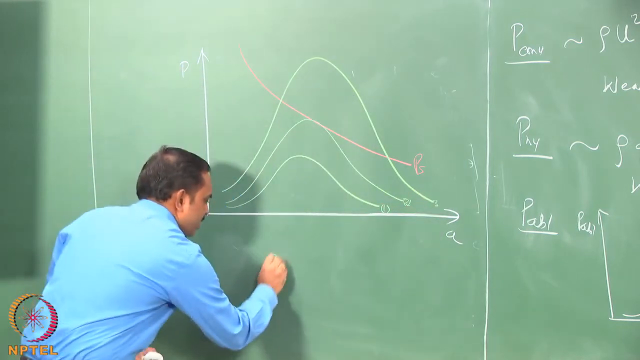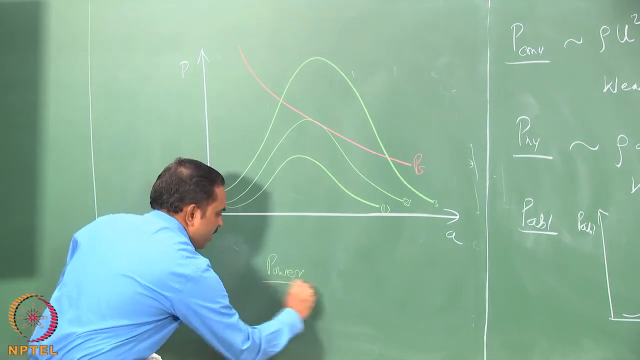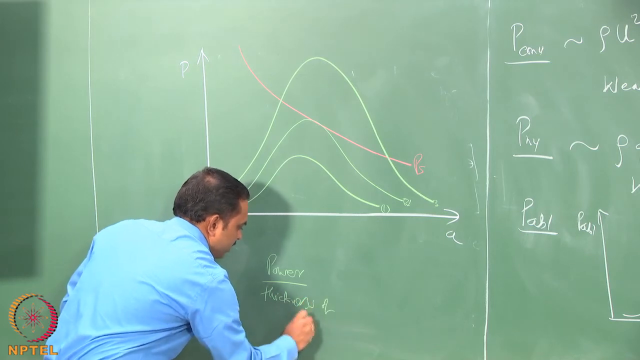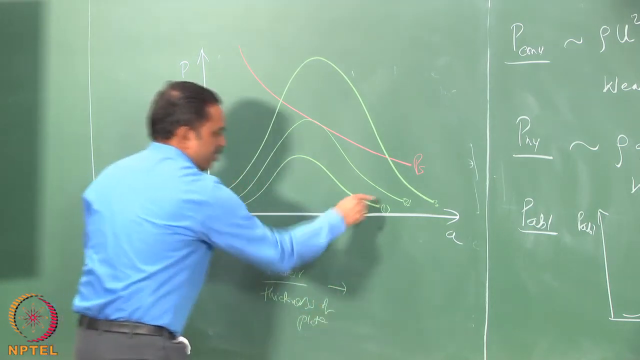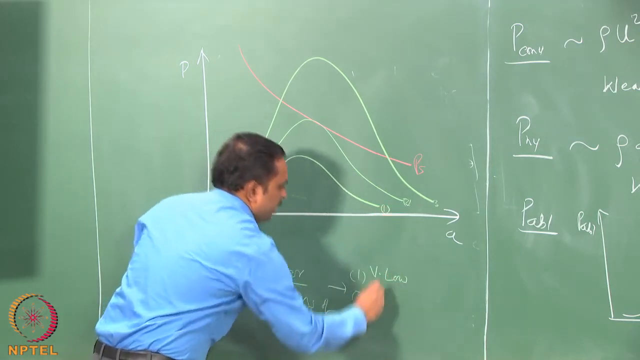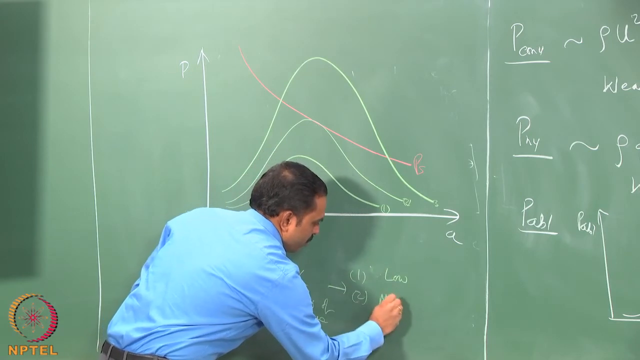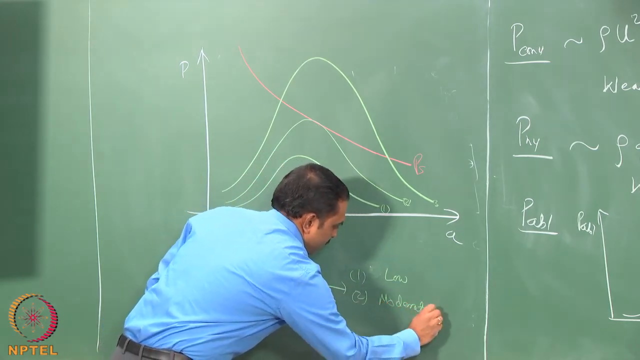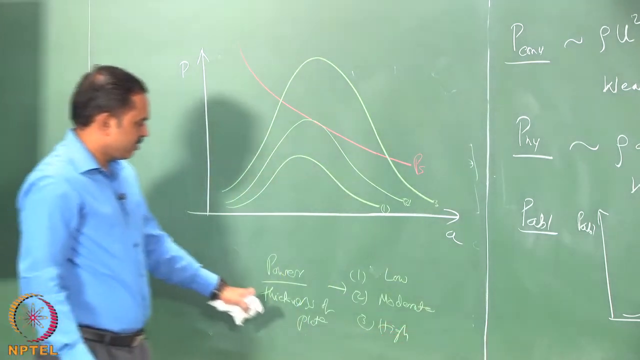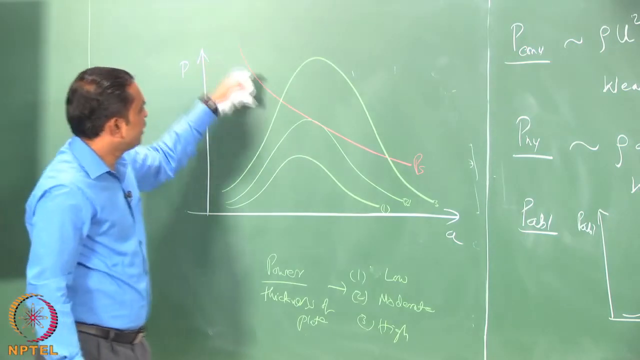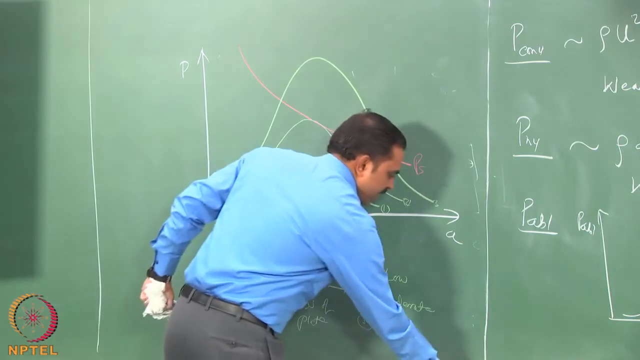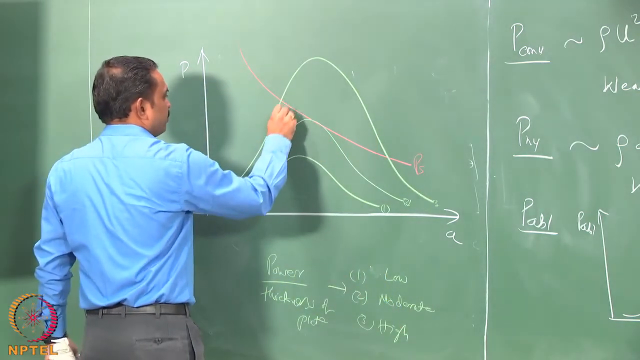So you can say that the power per thickness of plate is very low for 1, low to moderate for 2, and high for 3. So when the power per unit thickness of the plate is high, you intersect the red curve at 2 locations, and let us designate those 2 locations as A and B.